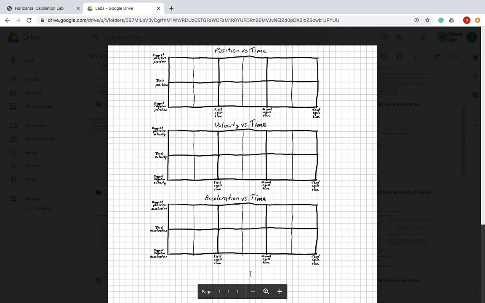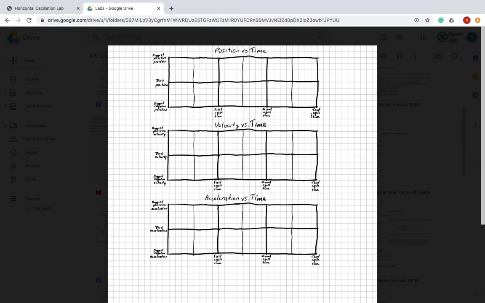This is all qualitative, so we don't have numbers, so I have descriptors. As you can see with the position versus time graph, this is position on, I guess you could call it, the y-axis. In the middle here, you have a zero position. So that's when the hovercraft is going through that zero position, that equilibrium position, when the spring is not stretched or compressed. And then here you have the biggest positive position, which would be the biggest position to the right. And here you have the biggest negative position, the biggest position to the left.